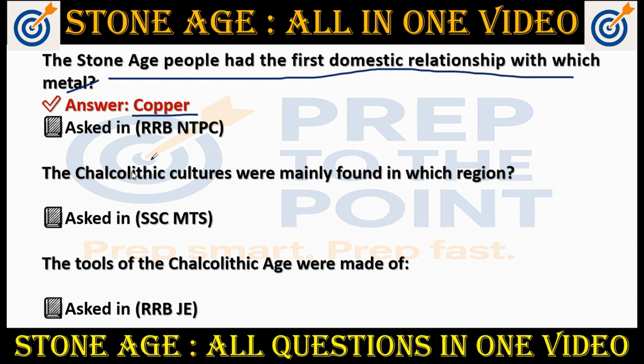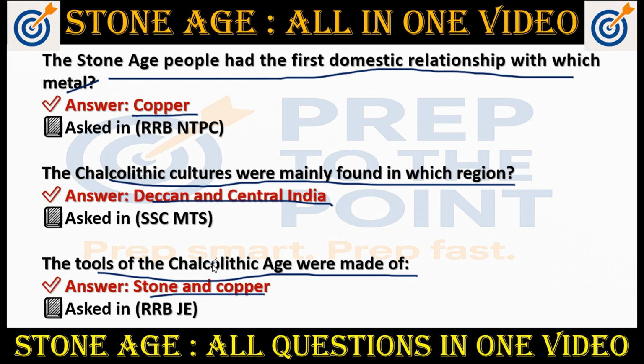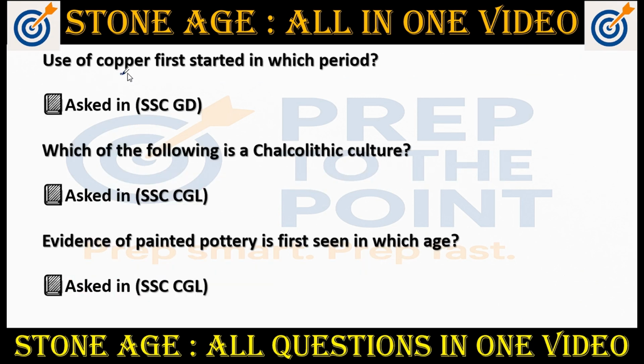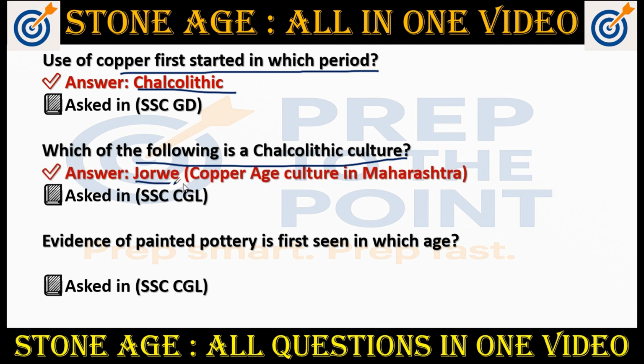It was copper. The Chalcolithic cultures were mainly found in which region? In Deccan and Central India region. The tools of the Chalcolithic age were made of stone and copper. Use of copper first started in which period? It was Chalcolithic period. Which of the following is a Chalcolithic culture? It was Jorwe, which is also known as Copper Age culture in Maharashtra.